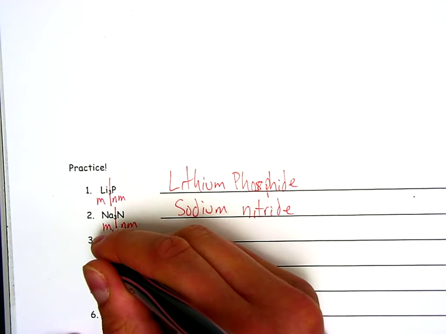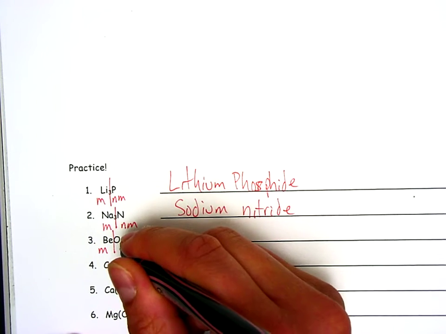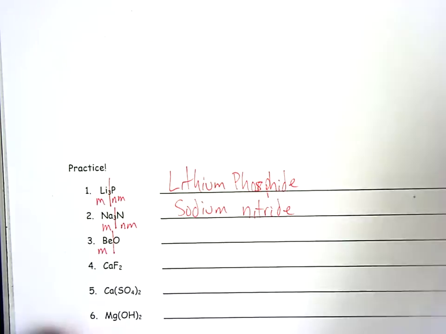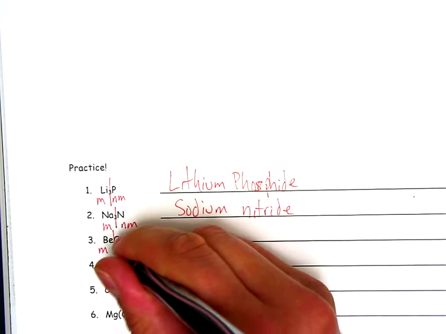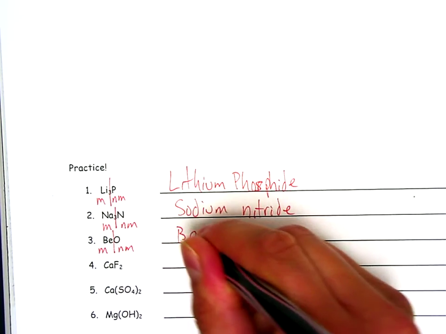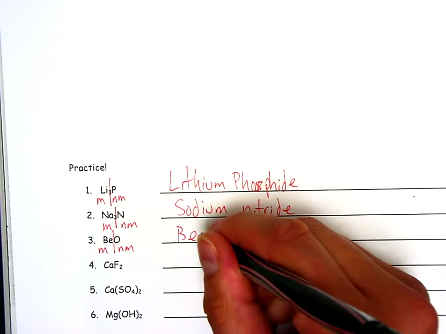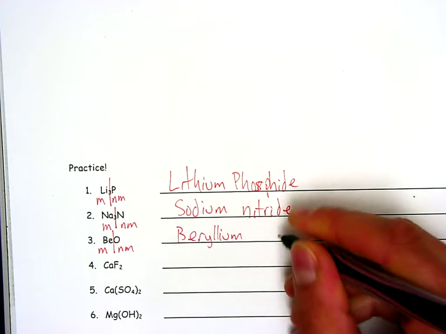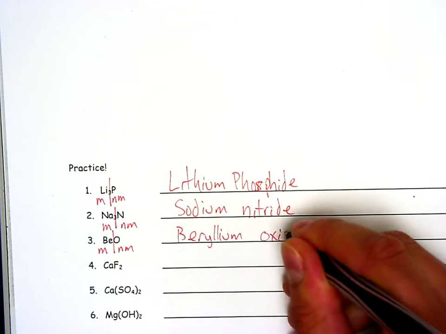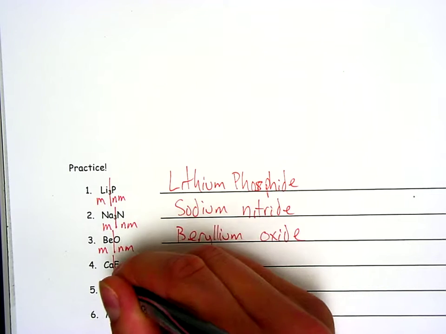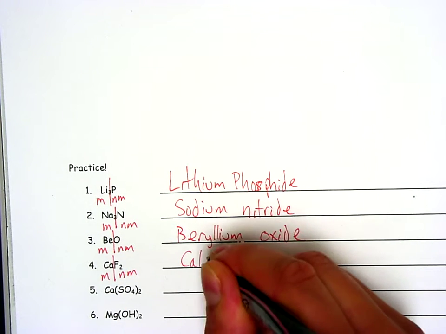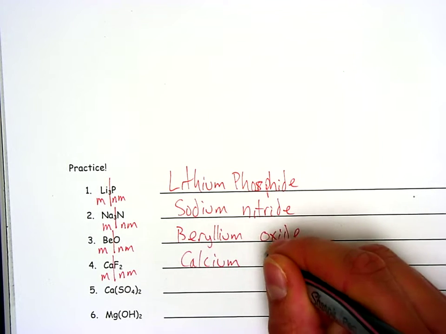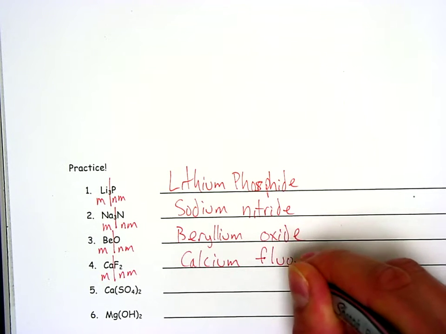BeO, beryllium, on the left is a metal. Oxygen is on the right as a non-metal. So we have beryllium, and then instead of oxygen, we're going to write oxide. Okay. Calcium and fluorine. So this would be calcium. Instead of fluorine, it's going to be fluoride.